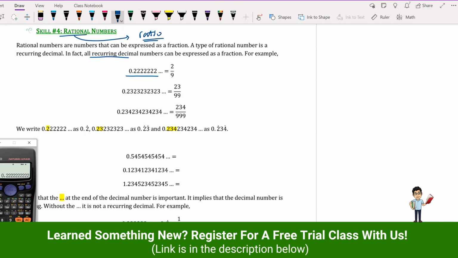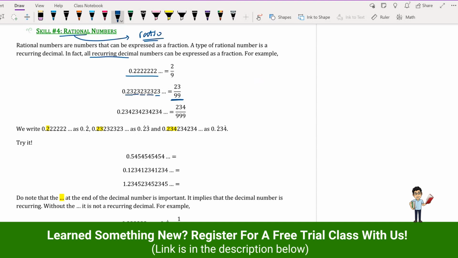Yeah, more tools than a calculator can write. You're right, because it's endless. Okay. Now, what if this kind, 0.2323232323? Come on, it's also rational. As long as there is a pattern, you can convert it to a fraction. And the fraction is 23/99.